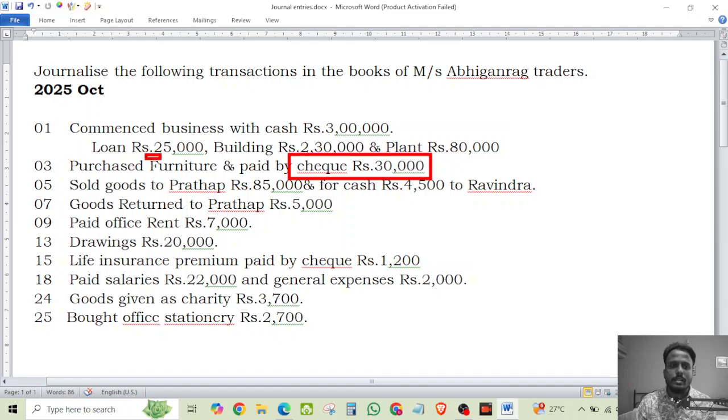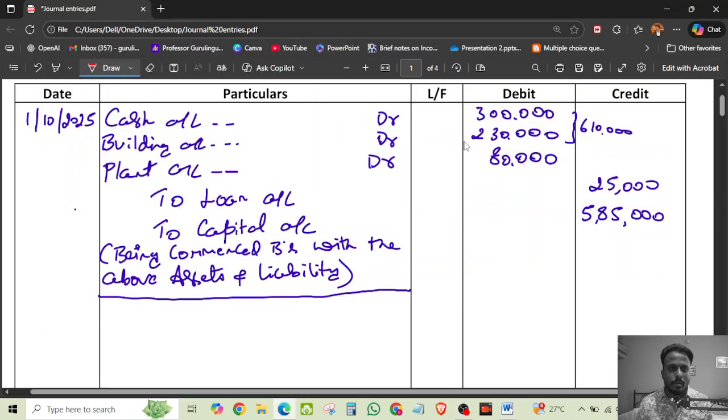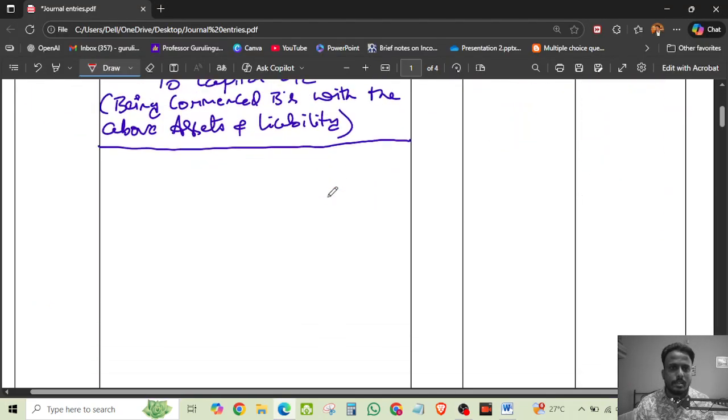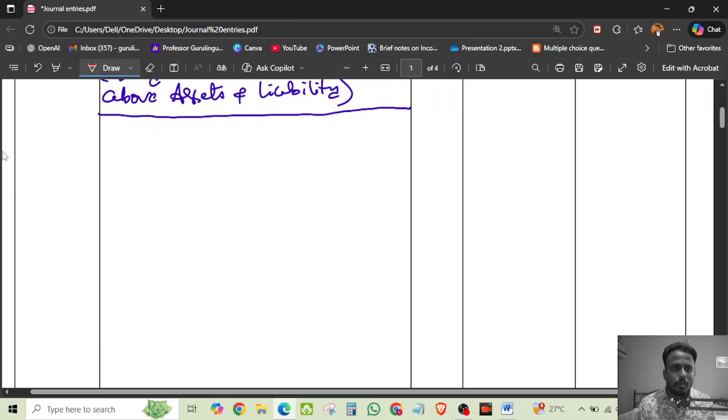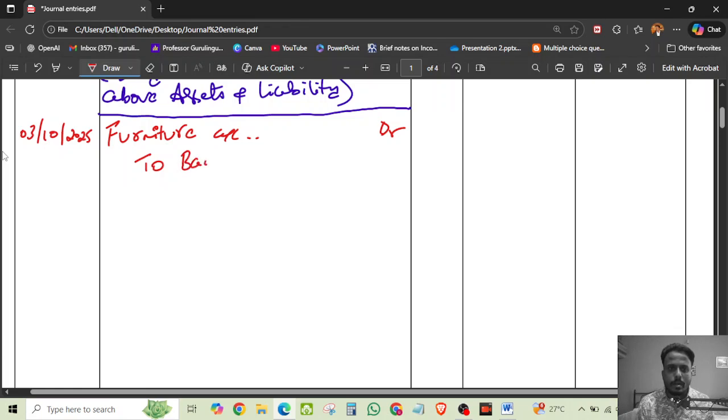So what is coming inside the business? Furniture is coming in. In return, you are supposed to pay through check. So this is called the double entry system. Date is very important to write here. The next date is 3rd of October, 3rd of October 2025. What business is receiving here exactly? Furniture account debtor. And what is going out? You are paying the cash, but in the form of check.